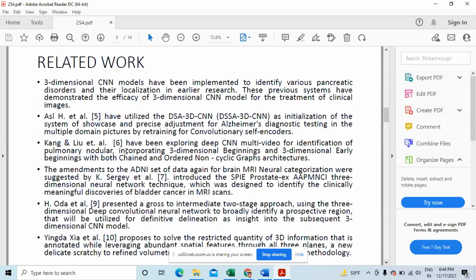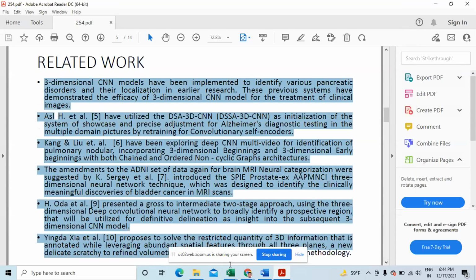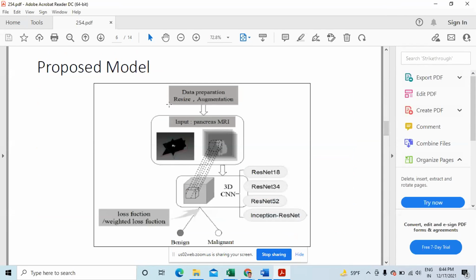This was the related work that we have seen from a few researchers in the past, and this was the proposed model that we have given, where images obtained from various hospitals and departments have been gathered. 3D convolutional networks have been applied with these four networks: ResNet 18, 34, 52, and Inception ResNet. The images have been classified into benign tumor and malignant.